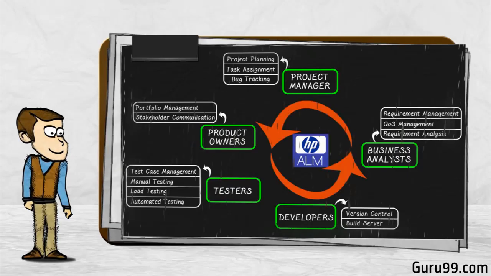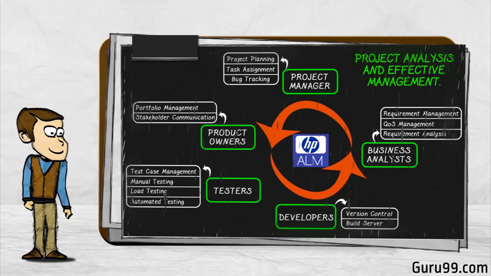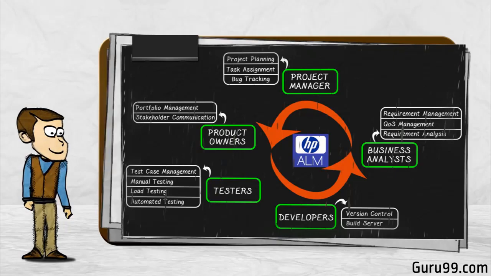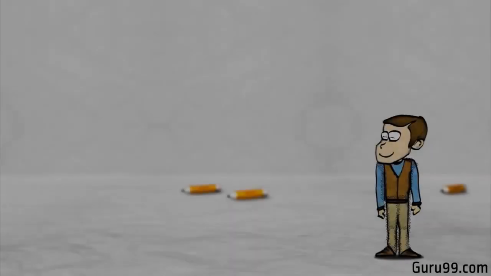Enter HP ALM. It enables all the stakeholders to interact and coordinate to achieve the project goals. It provides robust tracking and reporting and seamless integration of various project-related tasks. It enables detailed project analysis and effective management. ALM can connect to our email systems and send emails without any changes, like requirement change, defect raising, etc., to all desired team members.